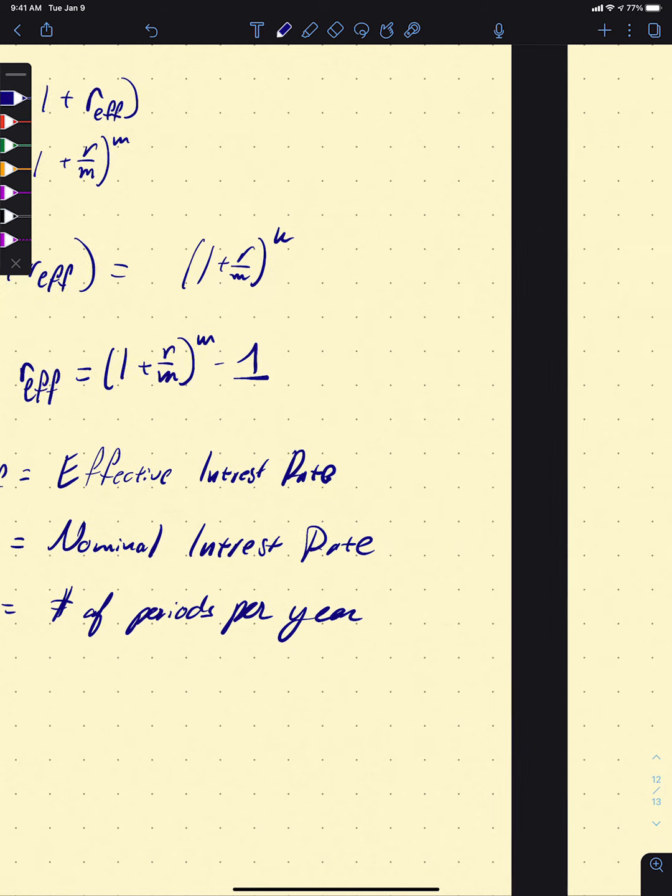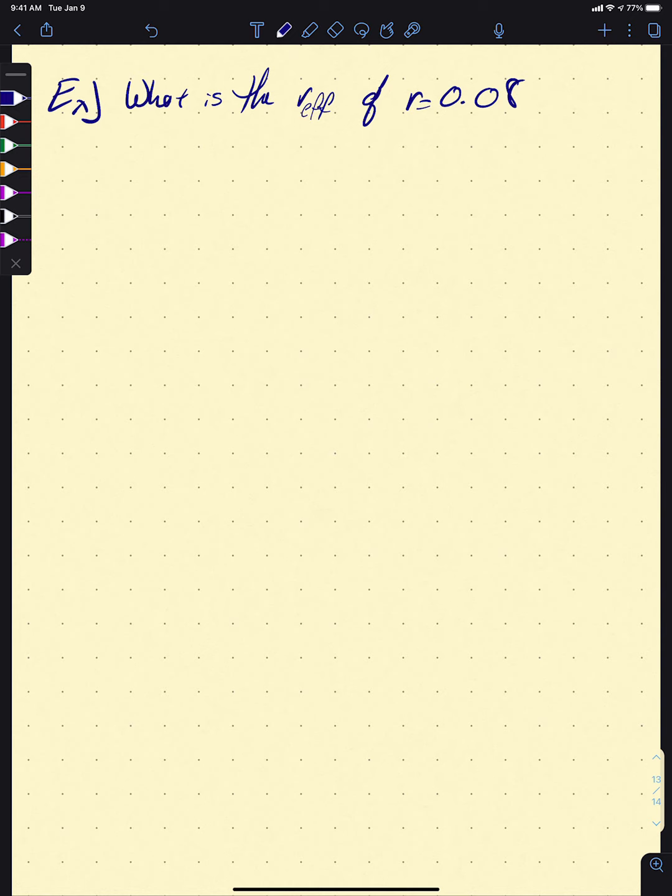And so, we can look at what is the effective interest rate of, say, r equals 0.08 or 8%.